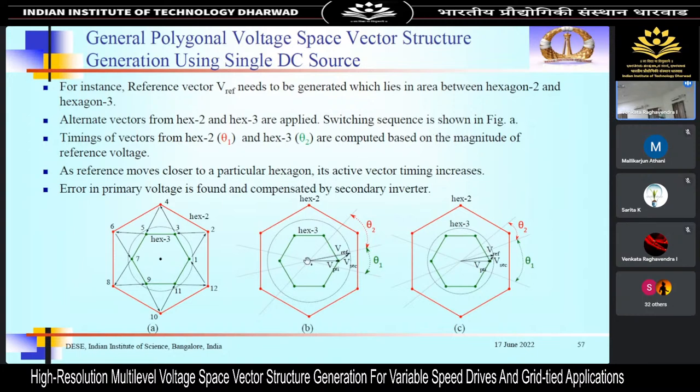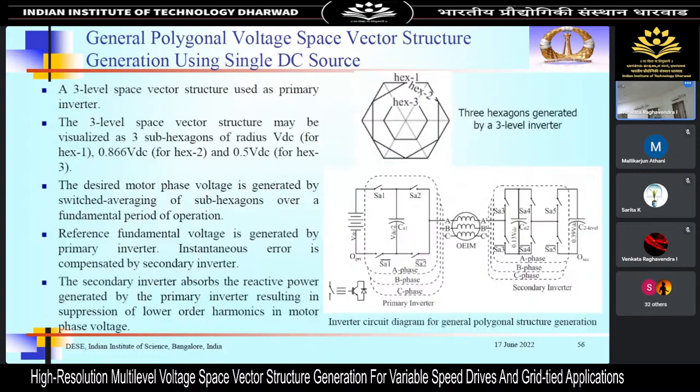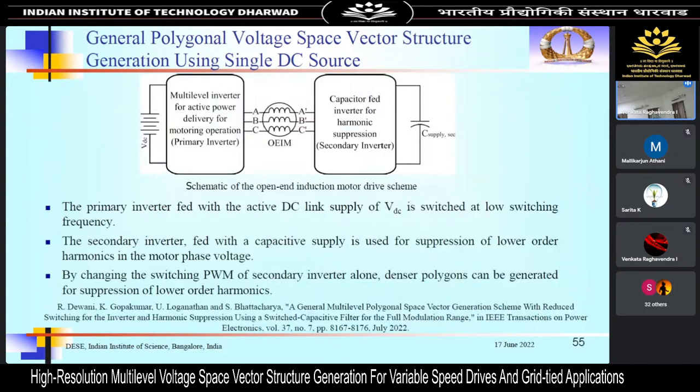And this error voltage can be reduced if you use a higher number of levels for the main inverter: 3-level, 5-level, or 7-level. So you require a low voltage to generate this. The error maximum is this much. You want a low voltage for that. That's the idea. We'll come to that.